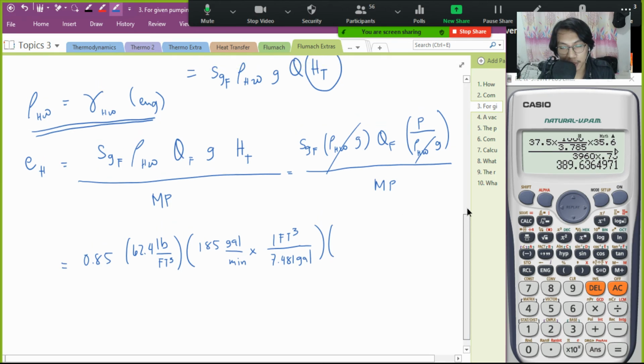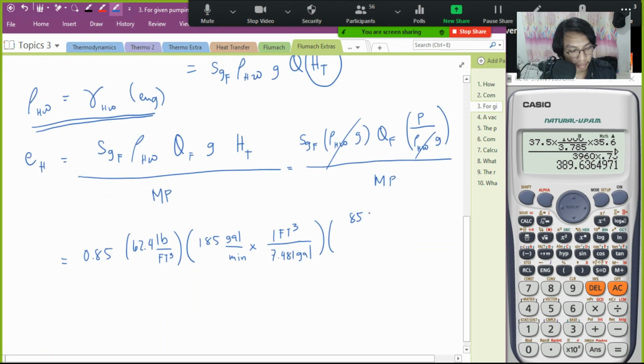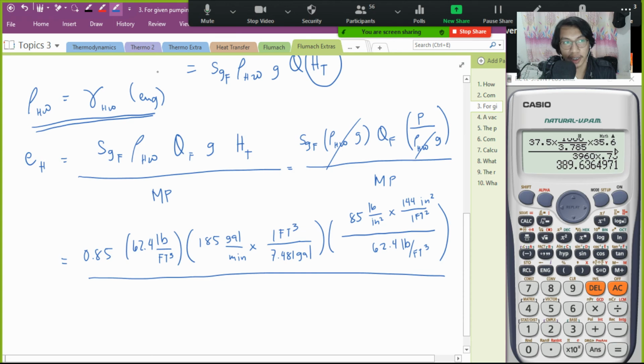Okay, yung sa HT, binigyan ka ng pressure na 85 PSI. Simplify natin, 85 pound per inch squared. Ngayon, pag nakakita ka nito ng PSI, kunin mo kaagad yung conversion factor. So, 144 inch squared per 1 feet squared. Kasi sure ako, dapat matanggal dyan yung inch squared. Divide by gamma ng water, 62.4 pound per feet cube. Tapos, tignan muna natin yung units sa taas kung may makakancel tayo. Matitira, pound feet per minute.